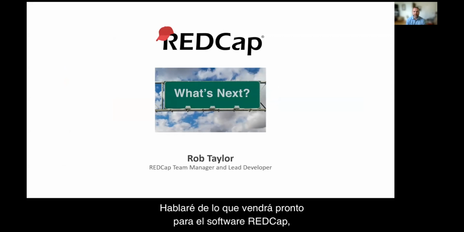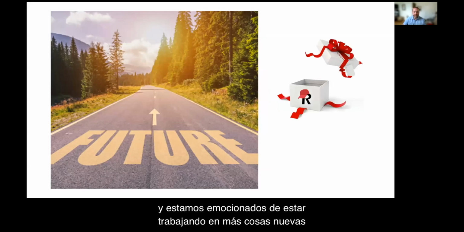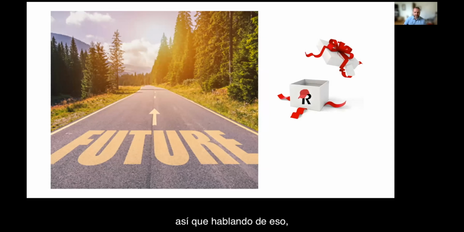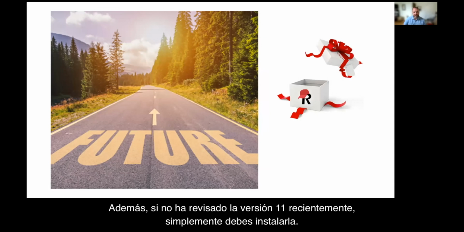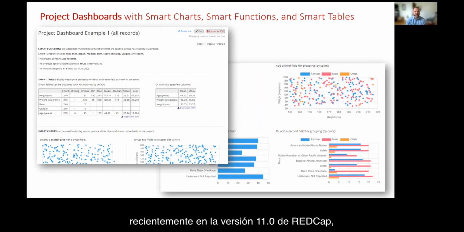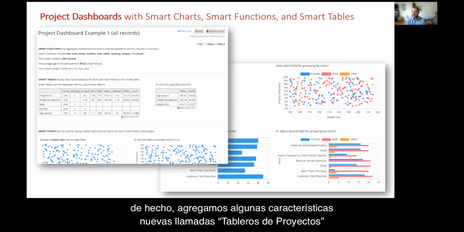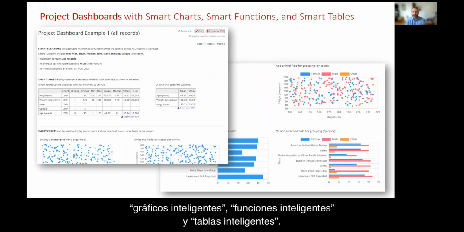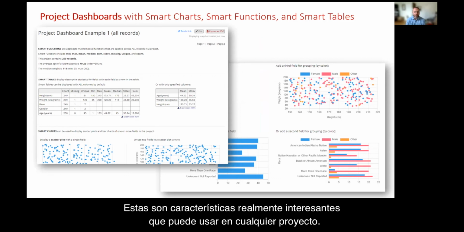I'll be talking about what is coming soon for the REDCap software. We've added a lot of things recently in REDCap, and we're excited to be working on some newer things coming in the near future, some of it sooner than others. Also, if you haven't checked out version 11 recently, just to plug that, fairly recently in version 11.0 of REDCap, we added some newer features called project dashboards, smart charts, smart functions, and smart tables. These are really cool features that you can use in any project.